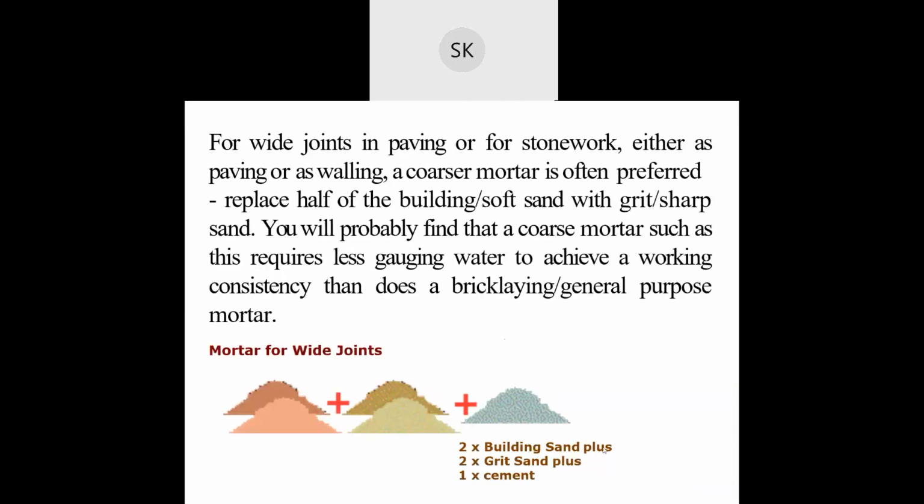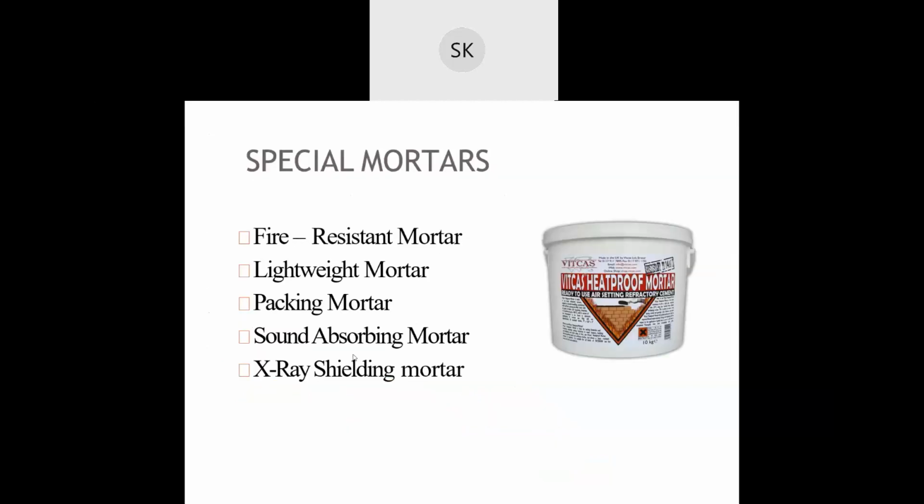Okay, so for wide joints in paving or stonework, either as paving or as walling, a coarser mortar is often preferred. So in plastering, a thick mortar is used, or for joints in the wall, you use thick paste. Okay.